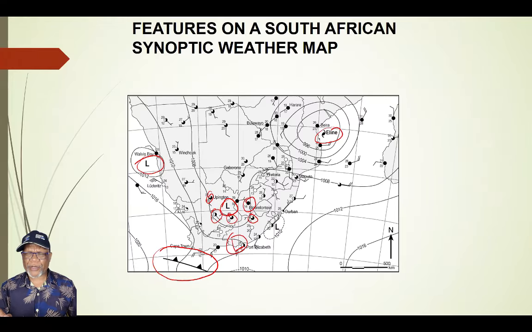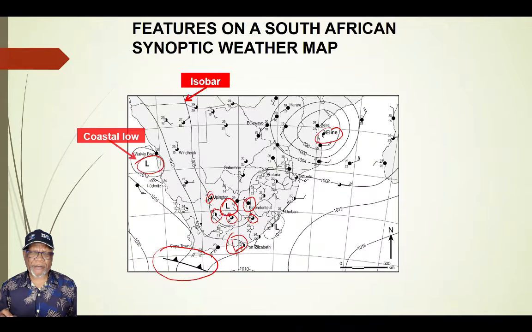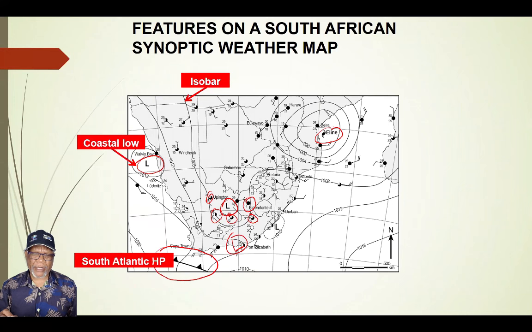So let's look further into the synoptic weather map. What do we see here? We see isobars. Every grade 12 learner should know that an isobar is a line joining places with the same atmospheric pressure. And then what we have there is the coastal low, as we have explained what a coastal low is. And then what do we have there? This side, you have your South Atlantic high pressure cell.